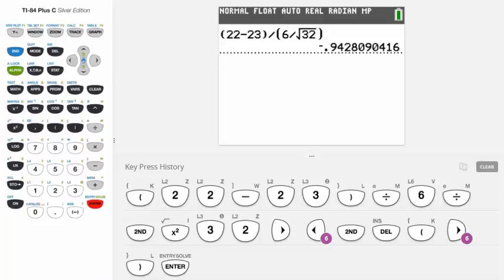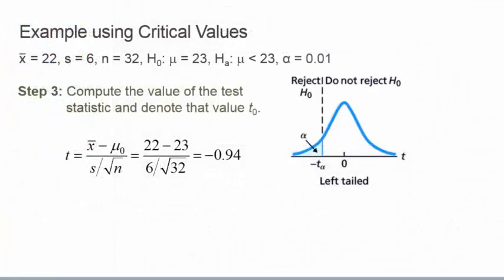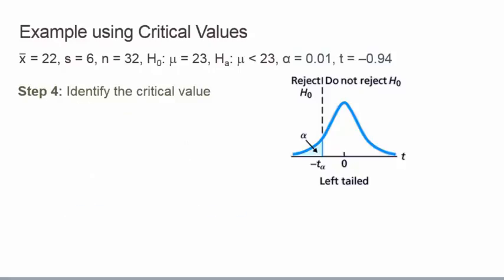Enter, and then rounding to 2 decimal places, I have negative 0.94. The test statistic is t equals negative 0.94. Step 4, identify the critical value. First, I need to know my degrees of freedom. 32 take away 1 is 31. Now I need to find negative t sub alpha. Since alpha is 0.01, I want to find negative t sub 0.01.